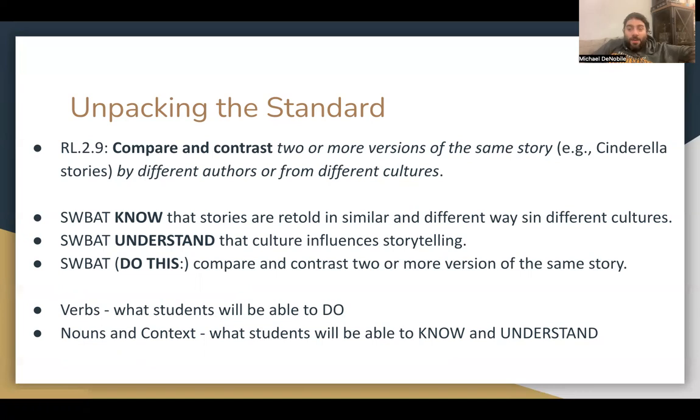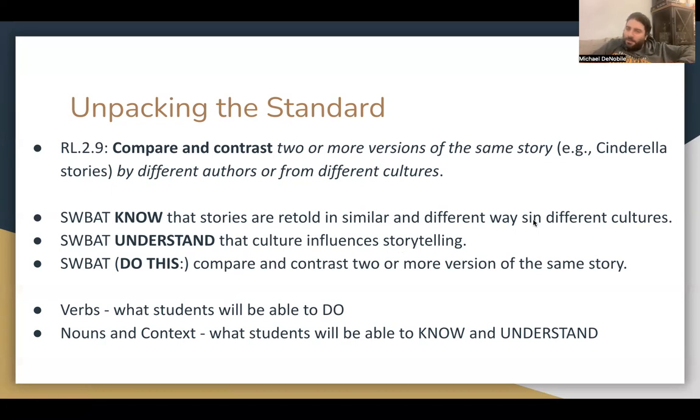Now we can figure out how we want them to do it by developing a rigorous task or different levels of rigor throughout that unit. If this is the standard that we want to focus on in that unit, we're going to get there in a second. The nouns and the context of the standard provide what we want the students to know and understand. So students will be able to know that stories are retold in similar and different ways. That's what compare and contrast is in the background there.